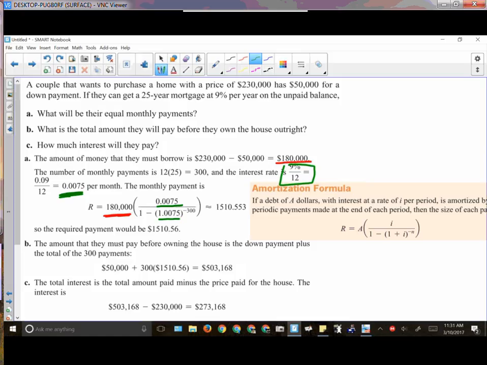A 25-year mortgage, and you're paying that every month for 25 years, that's 12 times 25, so we have 300 payments. So that is N again, the number of periods. So 300 goes up here.